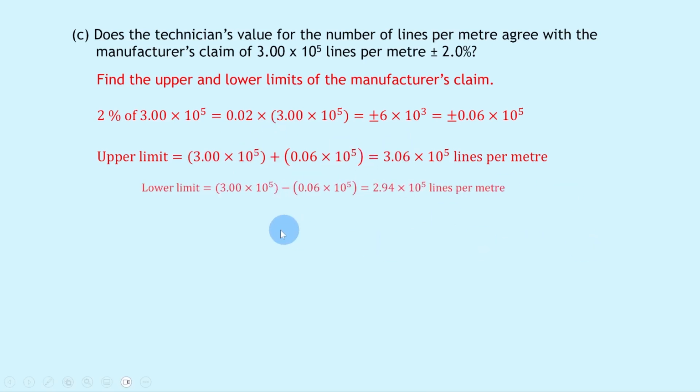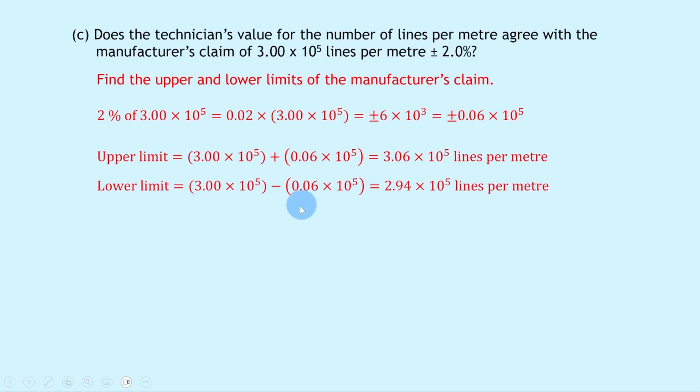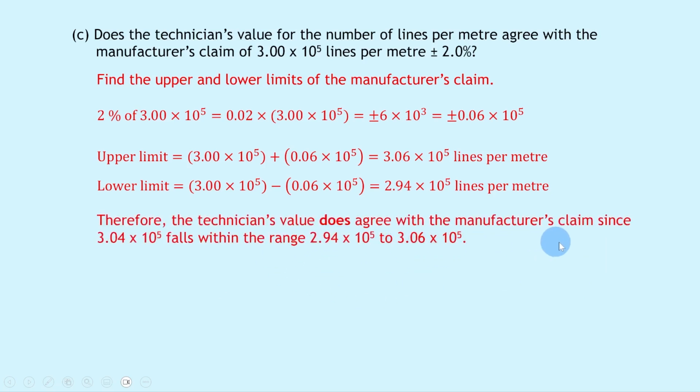And then we can find the lower limit by just taking away this value this time. So we do 3.00 times 10 to the 5 minus 0.06 times 10 to the 5. And just by looking at it or doing it in your calculator, you should get a value of 2.94 times 10 to the 5 lines per metre. And therefore we can say the technician's value does agree with the manufacturer's claim, since 3.04 times 10 to the 5 falls within the range 2.94 times 10 to the 5 to 3.06 times 10 to the 5.